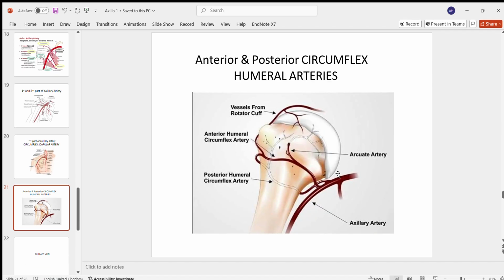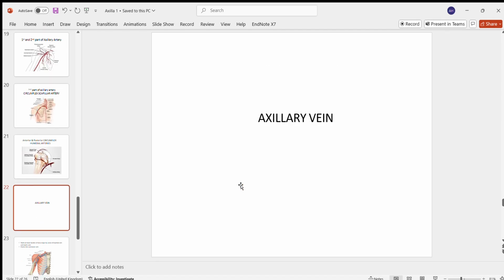In this picture, we can see these are the anterior and posterior circumflex scapular arteries, which are forming an anastomosis around the level of the surgical neck of the humerus. That's all about the axillary artery.